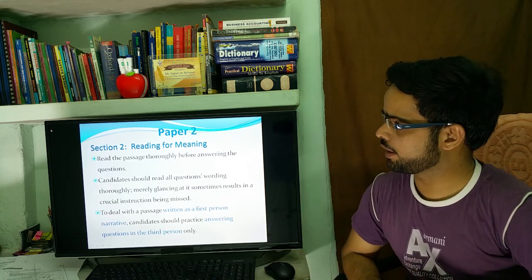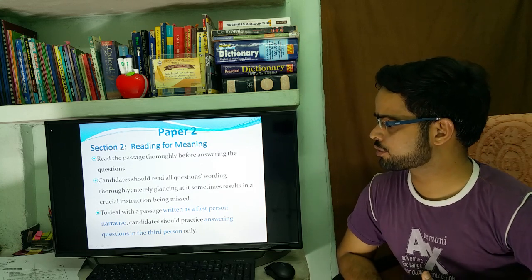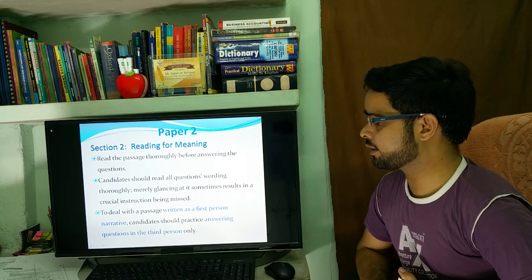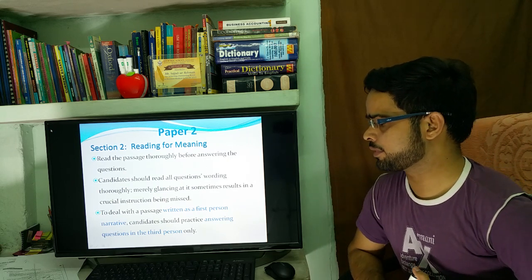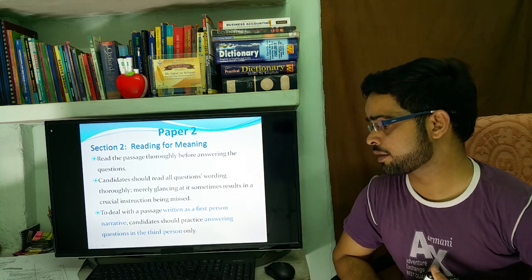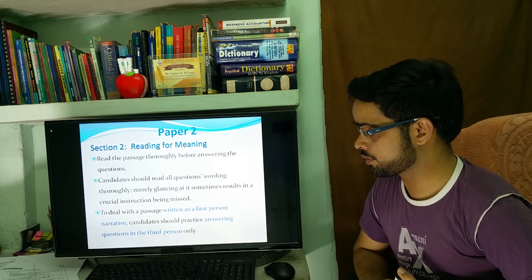Paper 2, reading for meaning. Read the passage thoroughly before answering the questions. Candidates should read all questions wordings thoroughly. Merely glancing at it sometimes results in crucial instructions being missed. To deal with a passage written as a first-person narrative, candidates should practice answering questions in the third person only.